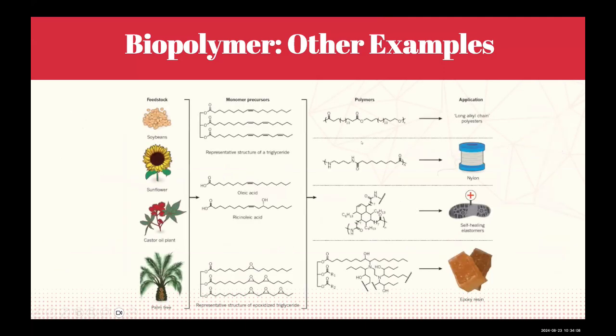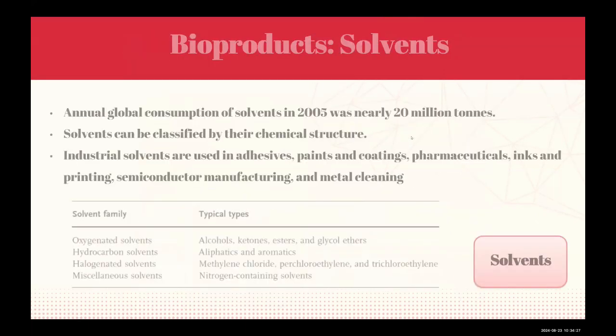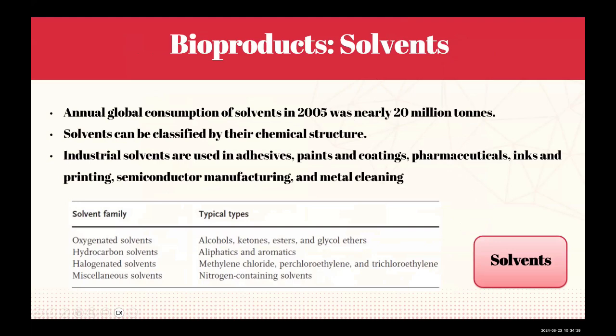Here we even have further examples. We can use plant-based sources like soybeans, sunflower, castor oil plant, palm tree. And at the end, we can have products that end up used in nylon or self-healing elastomers or epoxy resin. So these are all interesting applications of biopolymers. All right, so we have finished biopolymers and now we move on to a different category, which are the solvents.